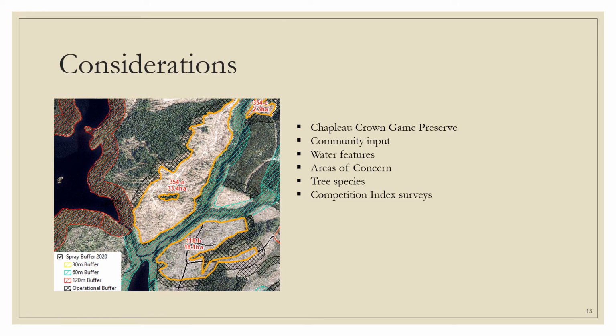To recap, some of the considerations for areas to remove from the spray program are location within the Chapleau Crown Game Preserve, areas that have been flagged by community inputs, and proximity to water features. As seen in the image on the left, the buffers around the water features make the eligible spray area operationally unfeasible. Further considerations are the species of trees that were harvested and are being regenerated, and the results of the competition index surveys.